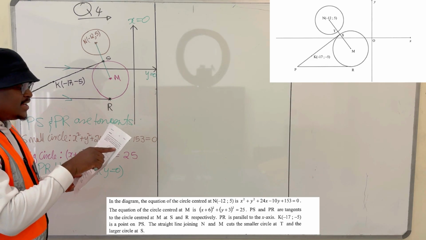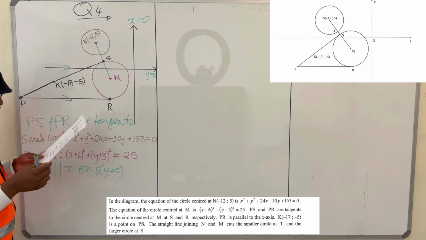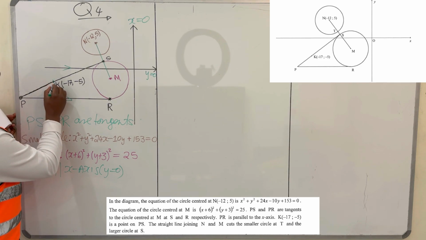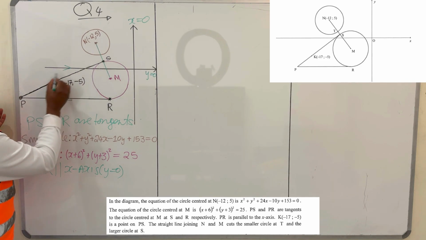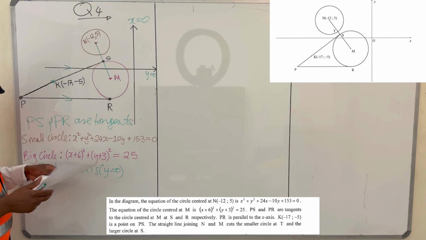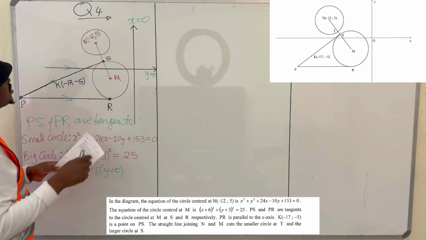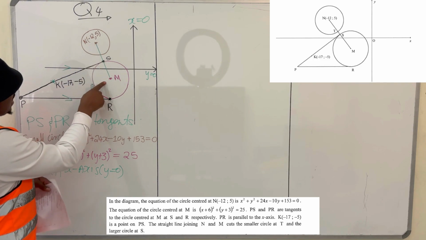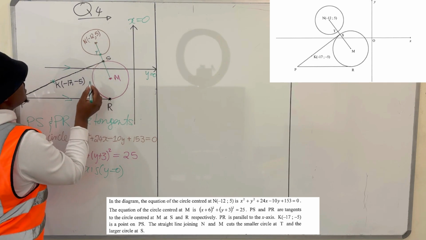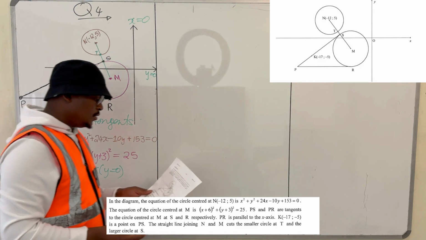What else are they saying? They are saying K is a point on the tangent PS. So K, which is this point here, lies on this tangent PS that you can see here. So here is your K. No problem. And then they say that the straight line joining N and M cuts the small circle at T, so you have T here at this point, and the large circle at S. That's what they're telling. So we're done with the statement.